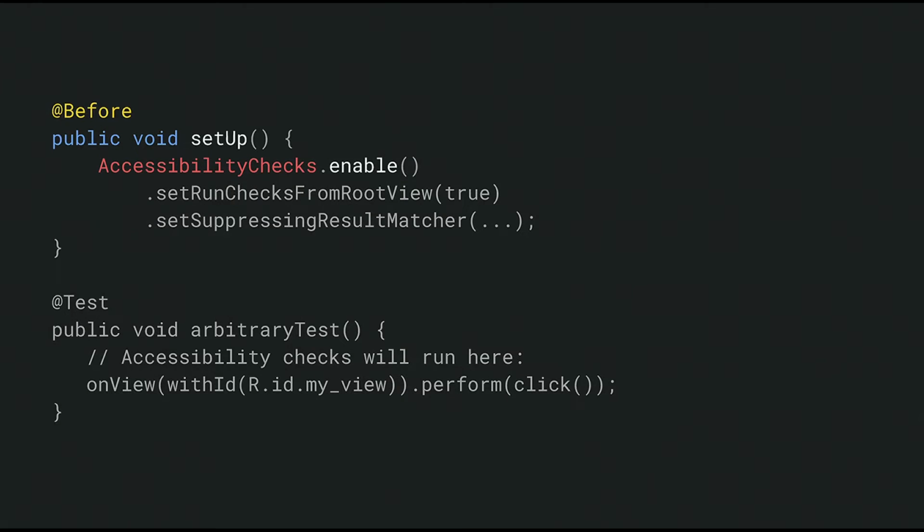For Espresso, you can use AccessibilityChecks.enable to enable the tests. The result of AccessibilityChecks.enable is an accessibility validator, which can be used to customize your tests. For example, you can use setRunChecksFromRootView to increase the coverage of your tests by running them on the entire view hierarchy wherever a view action is performed. You can also call setSuppressingResultMatcher to whitelist known accessibility issues so that your tests are green as you fix them.